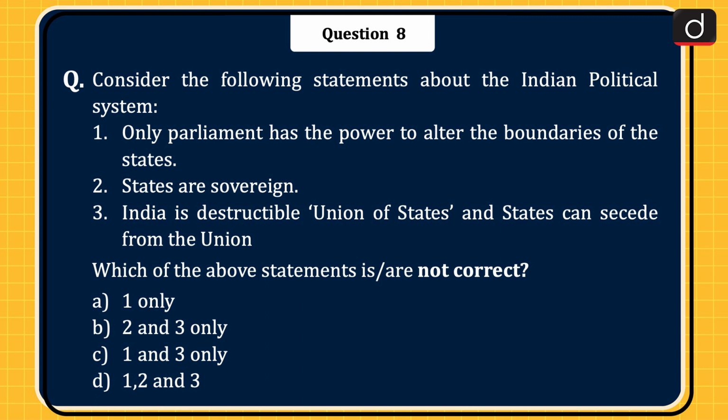1. Only Parliament has the power to alter the boundaries of the states. 2. States are sovereign. 3. India is an indestructible union of states and states can secede from the union. Which of the above statements is or are not correct? 1 only, 2 and 3 only, 1 and 3 only, or 1, 2 and 3? The correct answer is option B, 2 and 3 only.